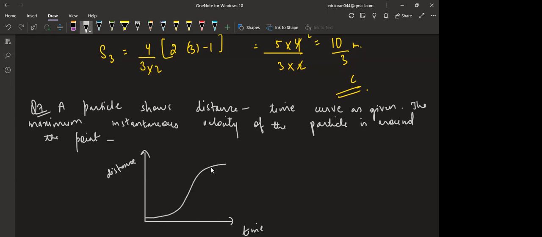Ma'am, what is after particle in? This particle in around the point.